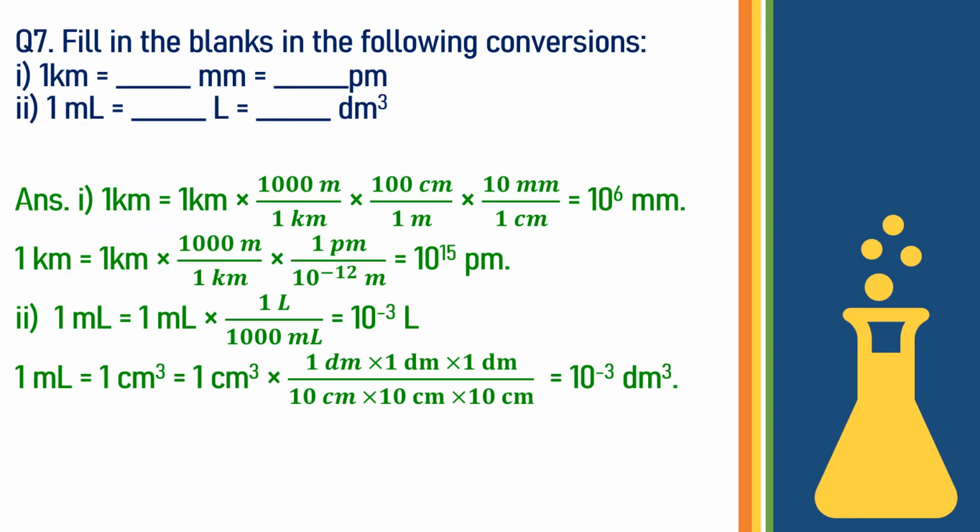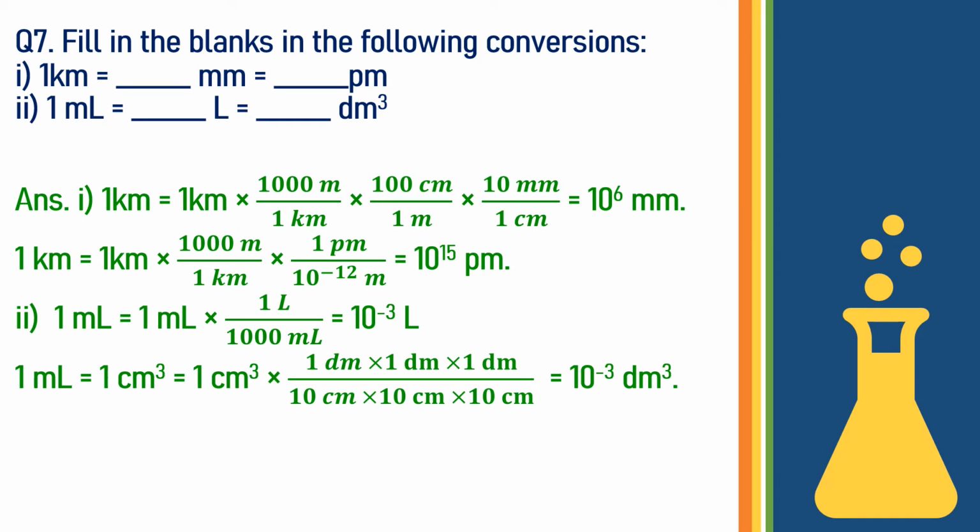So let us proceed. The next question is that you have to fill in the blanks in the following conversion. You have to do the conversion over here. The first one is 1 kilometer is equal to how many millimeters, and that will be equal to how many picometers. We are knowing, students, that 1 kilometer is equal to 1000 meter. So 1 kilometer into 1000 meter, and 1 meter is equal to 100 centimeters. So here 1000 meter into 100 centimeter.